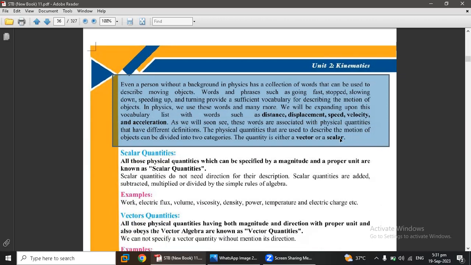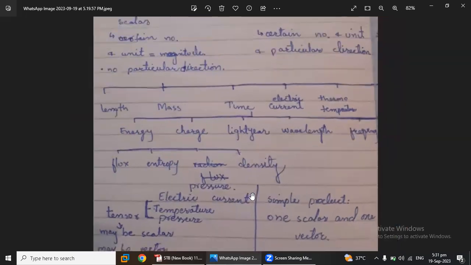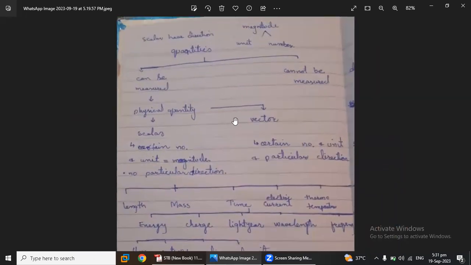The physical quantities that are used to describe the motion of the object can be divided into two categories. Physical quantities. Okay, we need to understand this. For that, I have also made some lectures. So let's get started. I hope you all are able to see that.